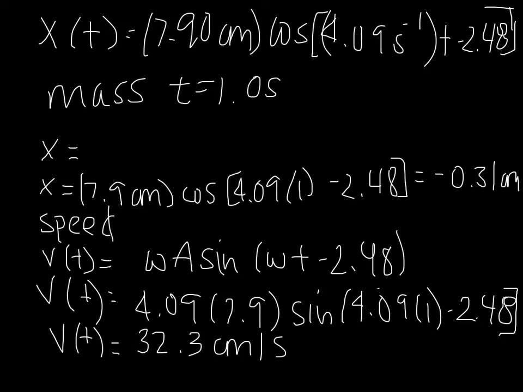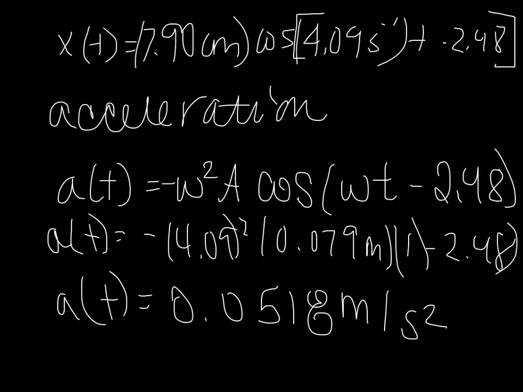For the speed, the equation that we use is the angular velocity times amplitude times sine of the same center part right here, and we get the speed to be 32.3 centimeters per second. The last part of that asks us to find the acceleration. The acceleration equation that we get from this equation right here is negative angular velocity squared times amplitude times cosine of this part, and the acceleration at time equals 1 second is 0.0518 meters per second squared.